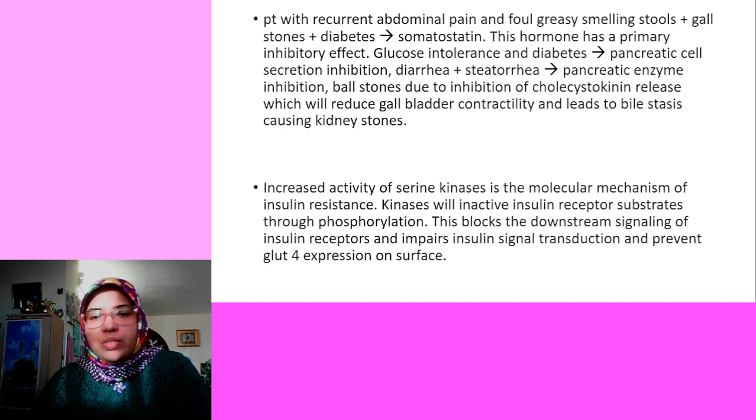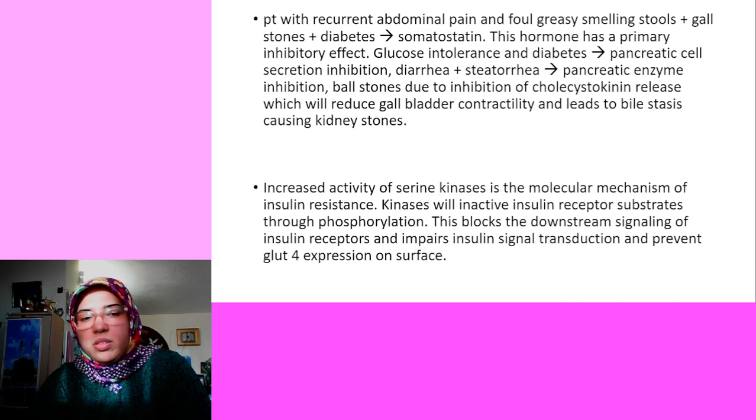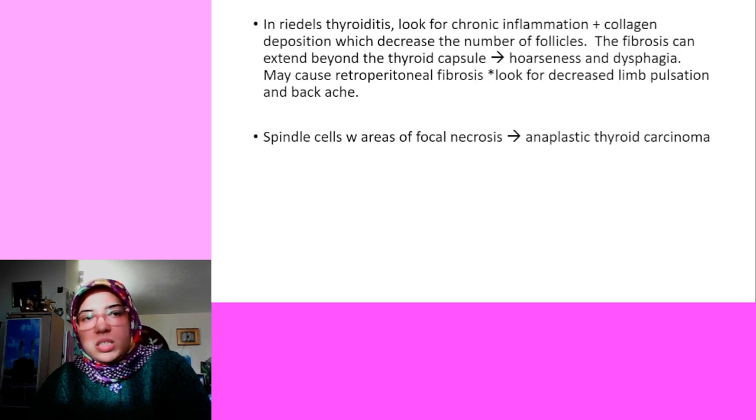Increased activity of serine kinases is the molecular mechanism of insulin resistance. So, kinases will inactivate insulin receptor substrates through phosphorylation. This blocks the downstream signaling of insulin receptors and impairs the insulin signal and prevents GLUT4 expression on the surface. So if they ask you what is the pathophysiology of insulin resistance, it's due to serine kinases.